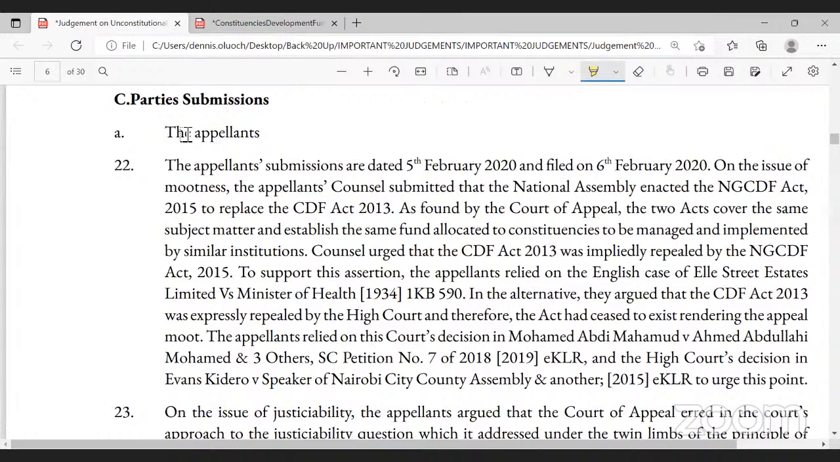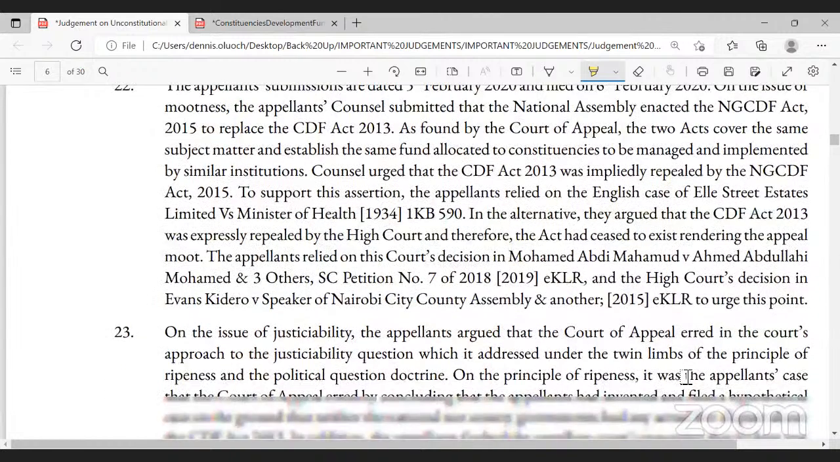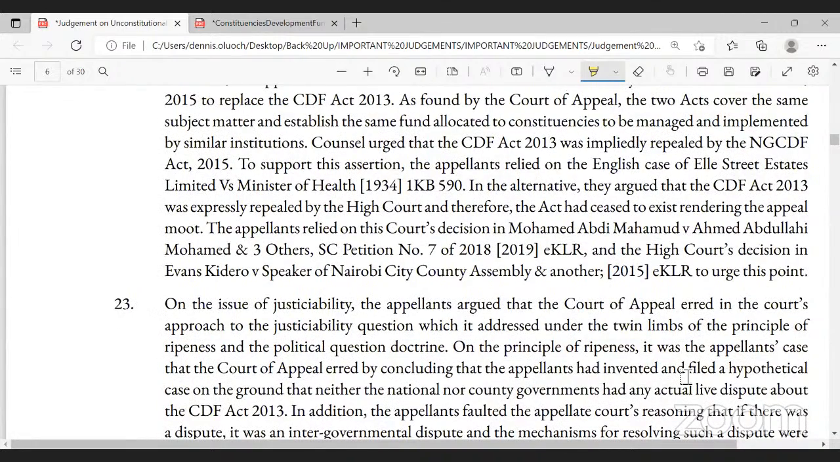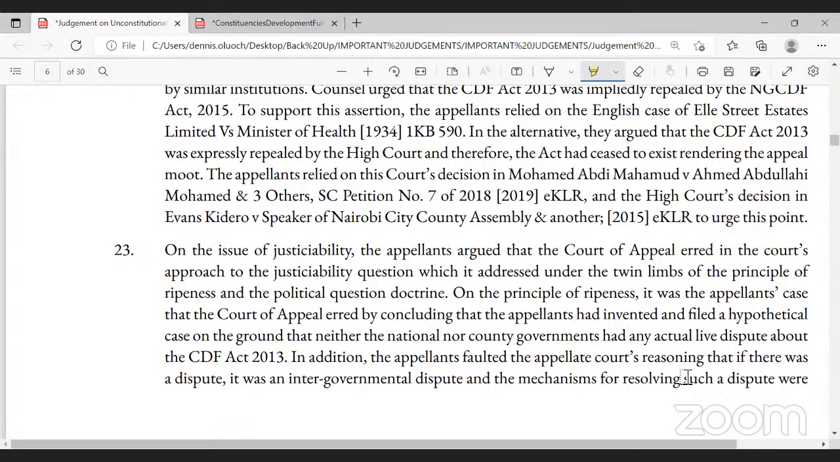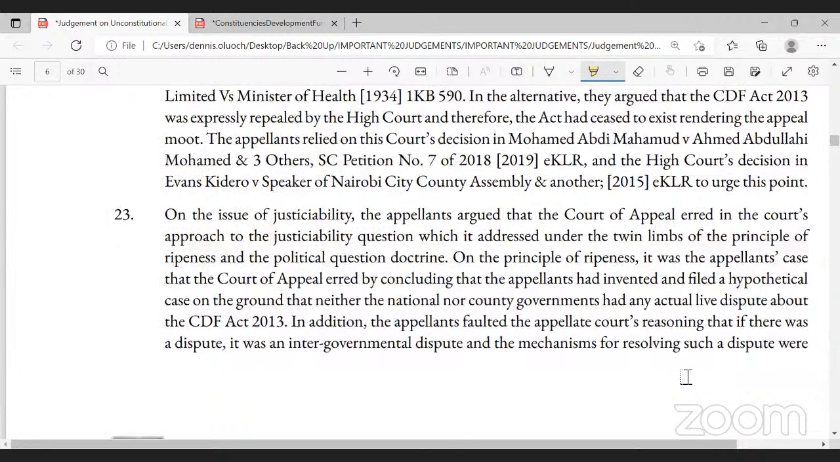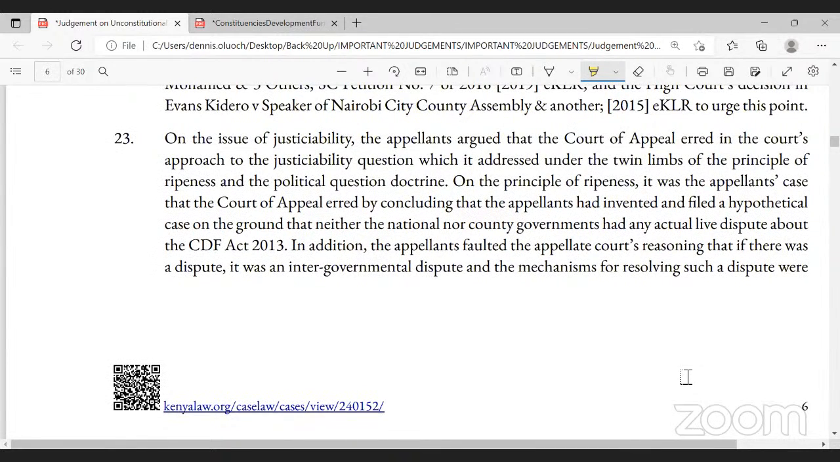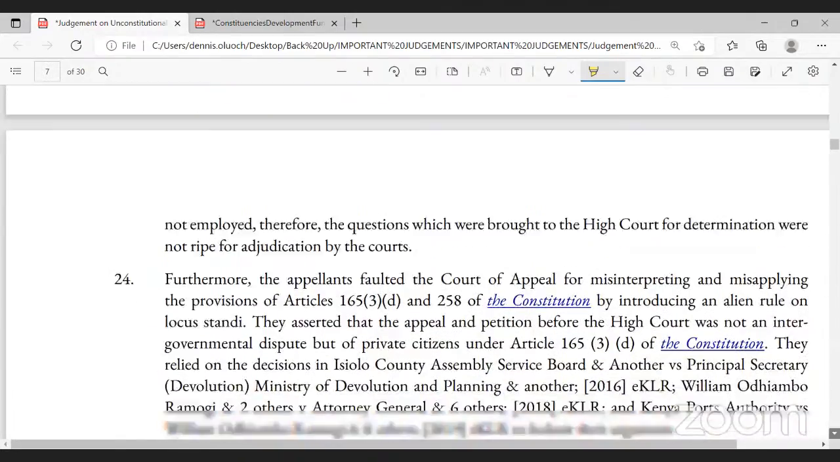Beginning with the appellants, you will see the appellants make their submissions. The appellants' submissions are dated 5th February 2020 and filed on 6th February 2020, on the issue of mootness. So they pick one issue and they argue their case. You see 22, on the issue of justiciability. The appellants argue that the Court of Appeal erred in its approach to the justiciability question, which is addressed under the twin limbs of the principle of ripeness and all that. And so you'll be able to see the details of that explanation.